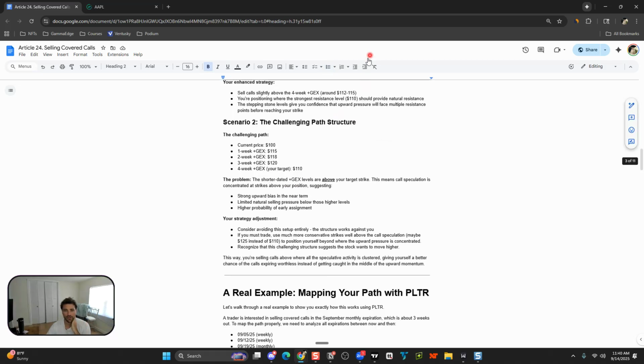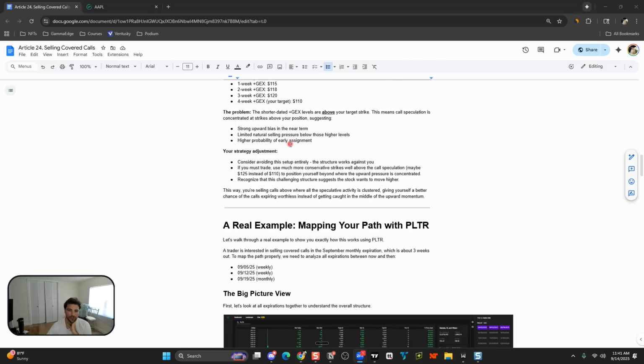And right, the stepping stone levels give you confidence that upward pressure will face multiple resistance points before reaching your strike. Right, the next scenario is the more challenging path. Again, using all the same things, 100 is your price. 110 is ultimately your plus GEX target. However, we can see weeks 1 through 3 where the plus GEX levels are all above our ultimate target, which is the monthly expiration. Right, and when this happens, the suggestion is upward price bias to the upside in the near term, higher probability of early assignment, right? Because the natural selling pressure is occurring above the target end of your monthly strike.